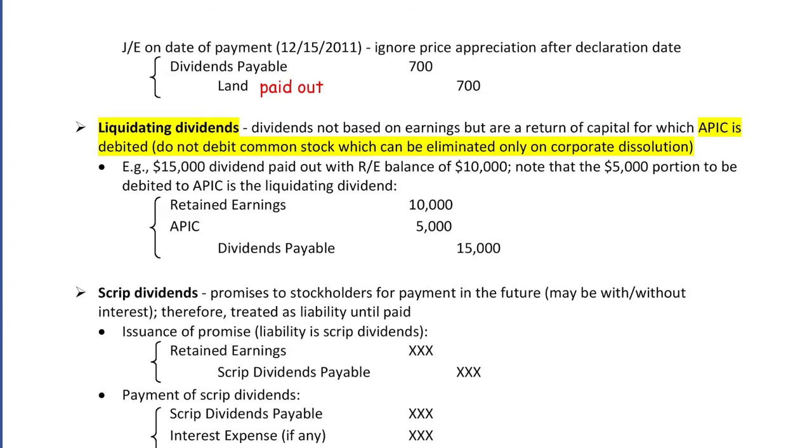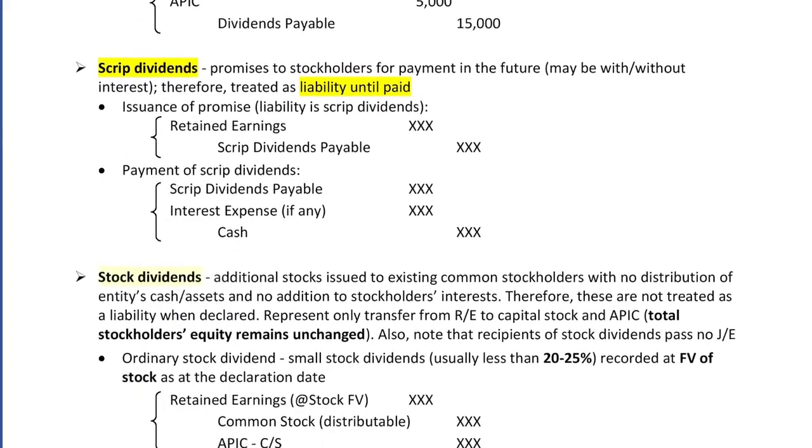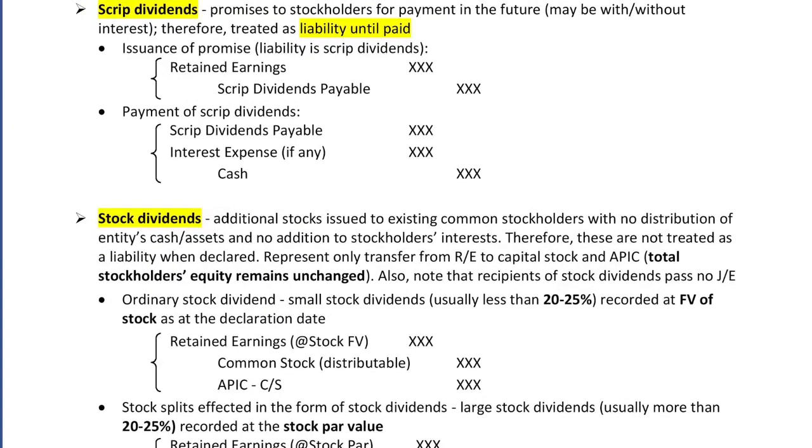Next, scrip dividends. These are basically issuances of promises to pay in the future, and they may bear interest. So therefore they are treated as liability until paid. Now let's talk about stock dividends. These are not actual distributions of assets or cash from the company and therefore not a liability when declared. It represents only a transfer of capital from retained earnings to contributed capital. And that is why the total stockholders' equity remains unchanged.